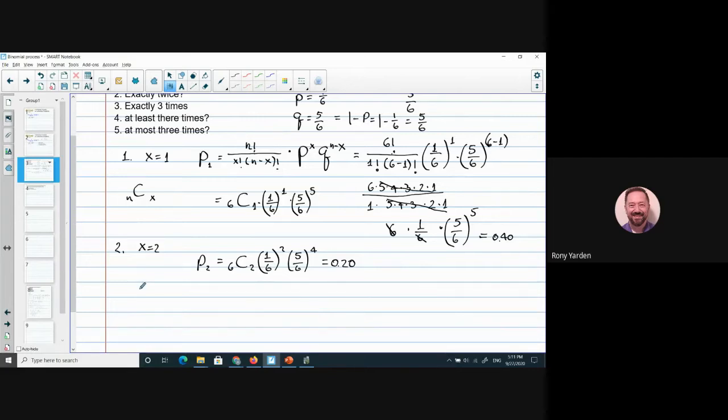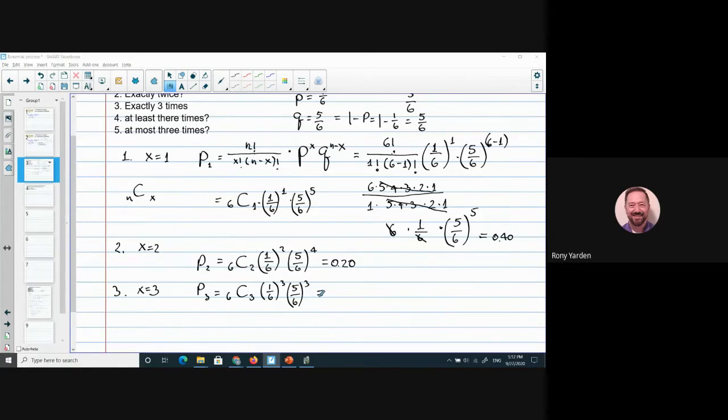Okay, let's do x equals 3, which is number 3. That's the only difference. X equals 3, so we have the probability of exactly 3 times: 6 choose 3, 1/6 to the power of x, which is 3, 5/6 to the power of n minus x, which is 6 minus 3, which is again 3.